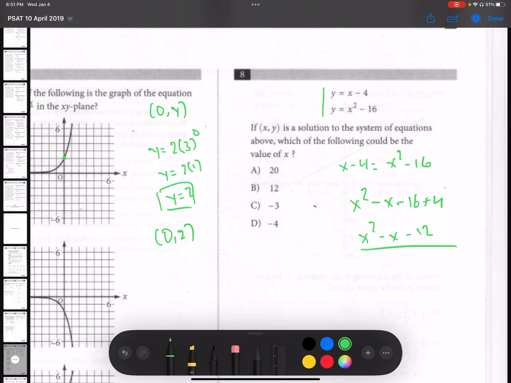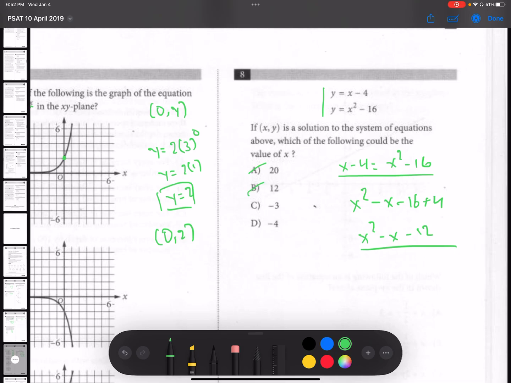Now, to see that, I'm just going to substitute the values into this since it's much easier. So we have this, and we substitute x. So we take 20. 20 minus 4 is 16. 20 squared, that won't work, so A is not the answer. And you take B, 12 minus 4 is 8. 12 squared, 144 minus 16, that won't work either.